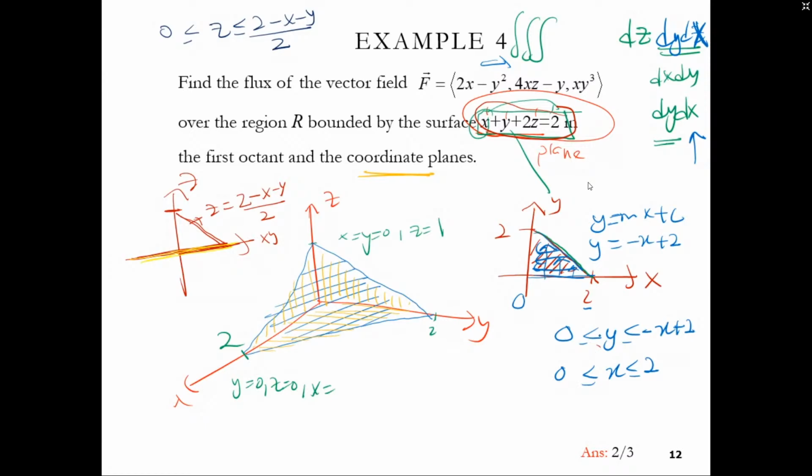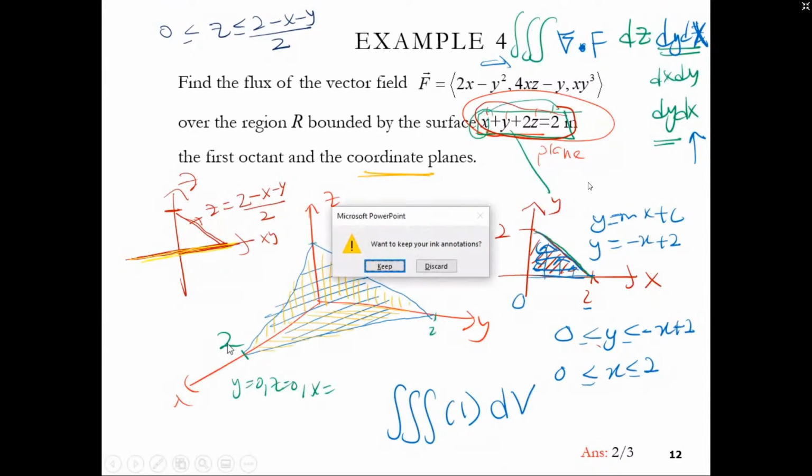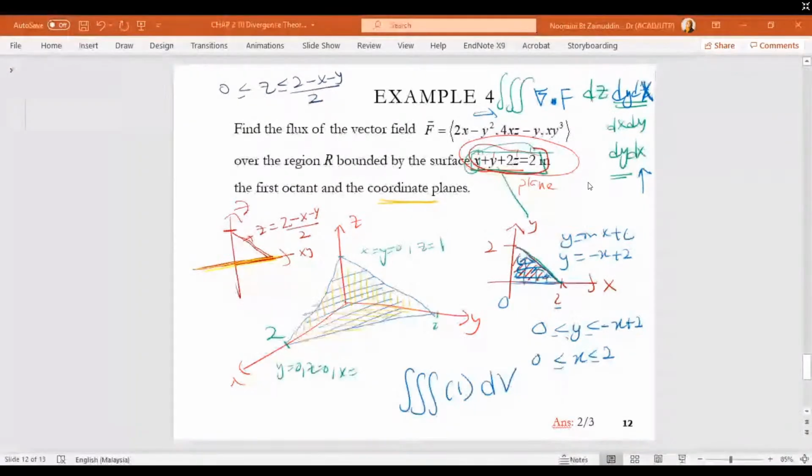Now you just need to complete inside here. Okay, this one, you should get the del dot f. Differentiate this, with respect to x you get 2, with respect to y minus 1, with respect to z, so basically what you need to integrate is z, or is 1. Okay, can? The answer is 2 pi over 3. Can, guys? Okay, can for this one.